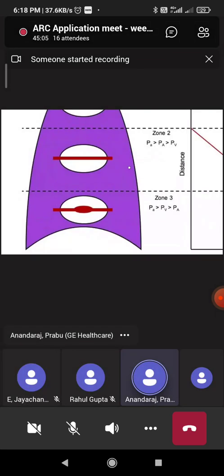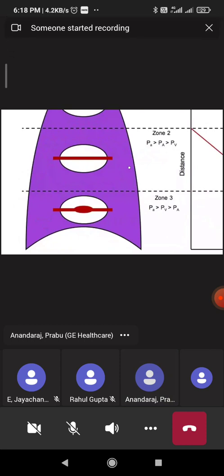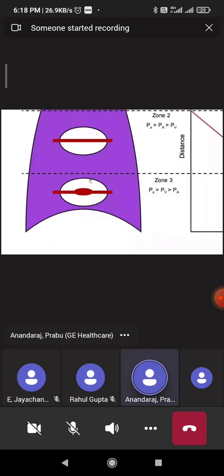And the ABG value at this point. Okay, so this is called a shunting. Blood coming from the right side of the heart goes to the pulmonary circulation and comes back to the left side of the heart.